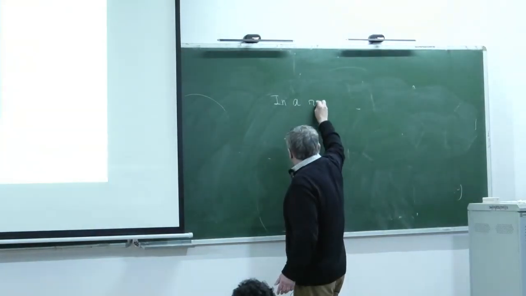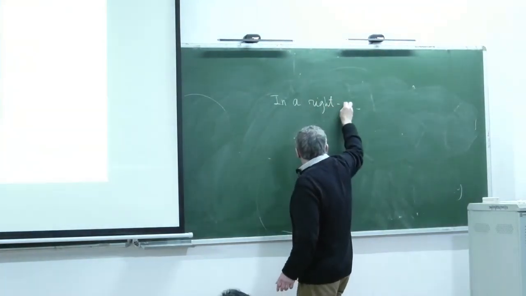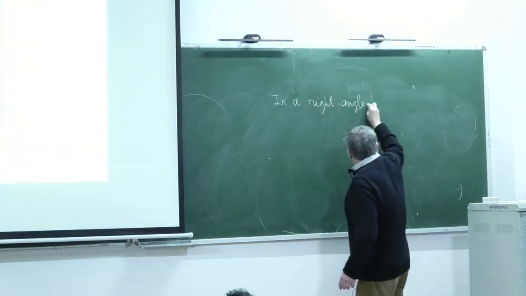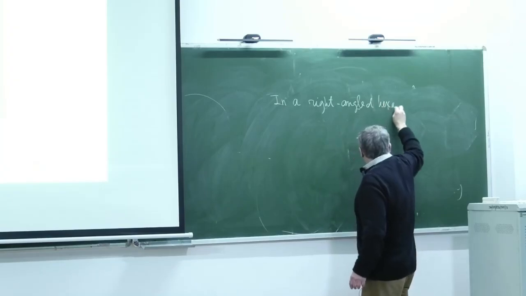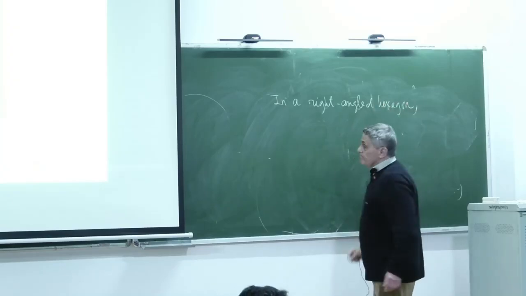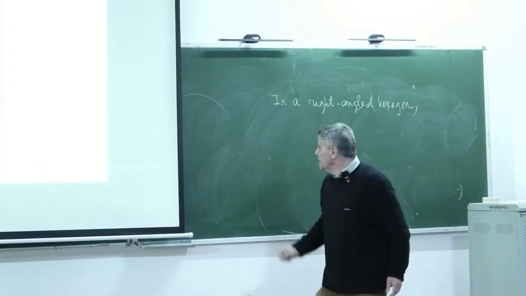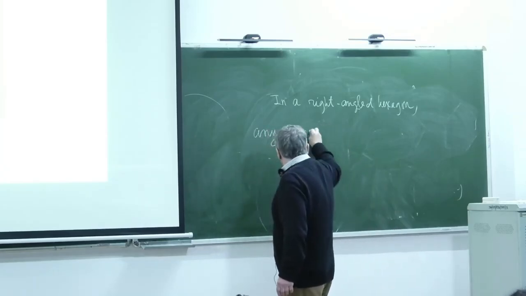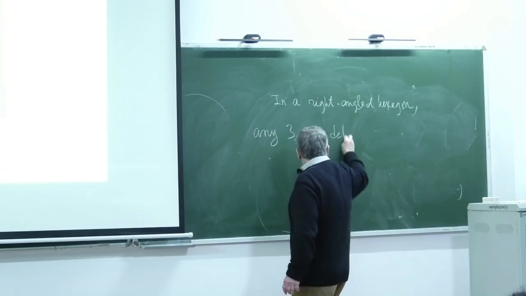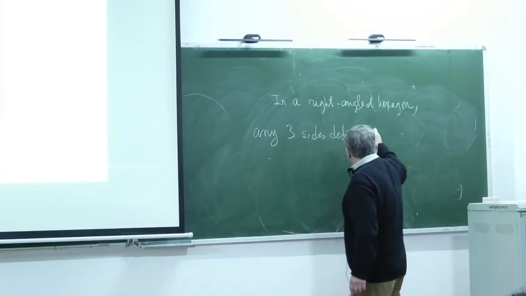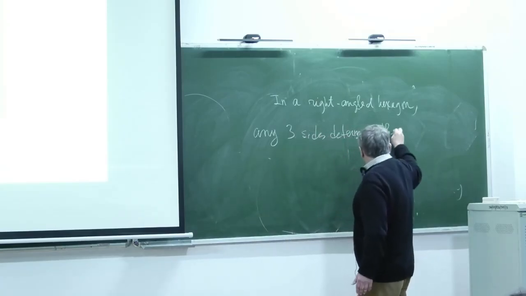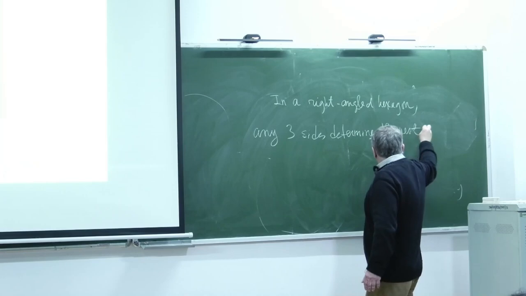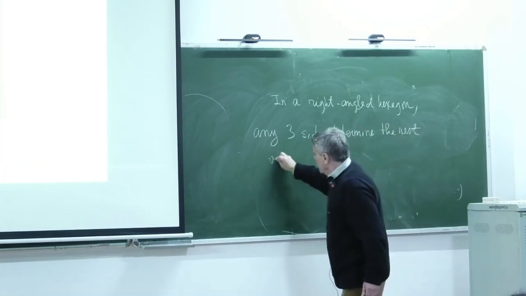In a right-angled hexagon, any three sides determine the rest. Determine the rest of the sides.